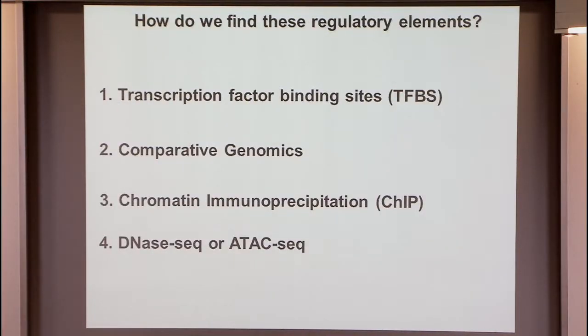So another way to find these regulatory elements is by using comparative genomics, and that was used quite extensively until about, say, 5-7 years ago, before ChIP-seq, which we'll talk about later on, really kicked in, but it's still being used and still a nice way to find potential regulatory elements.